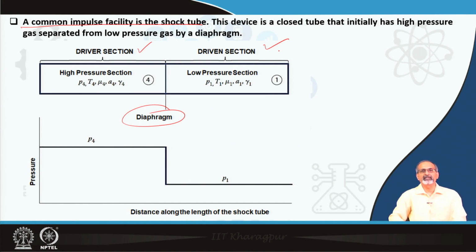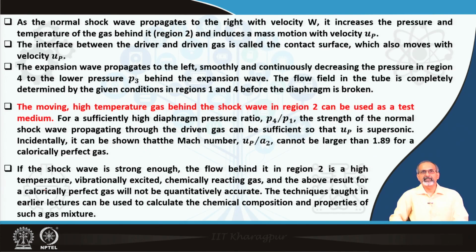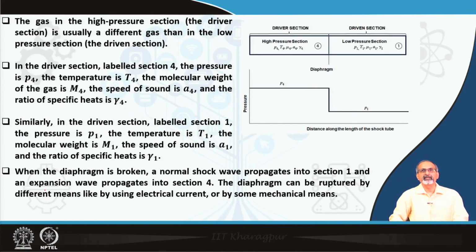It could be at a different temperature too. The pressure, temperature, viscosity coefficient, sonic speed, gamma etc. of the two media are highlighted. They are numbered like this, 4 and 1, because there are states 2 and 3 which develop once the diaphragm is ruptured, and you see a clear cut step pressure difference between the two regions to begin with. And then once the diaphragm ruptures, you will see a distribution which looks more like this. We will try to discuss it in a while from now.